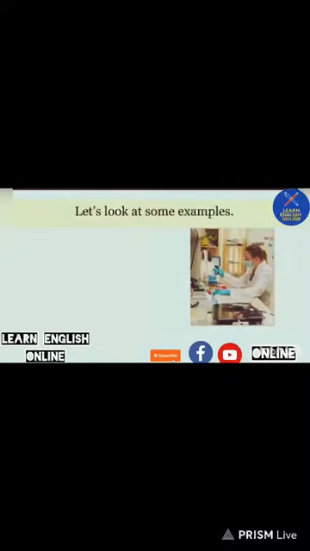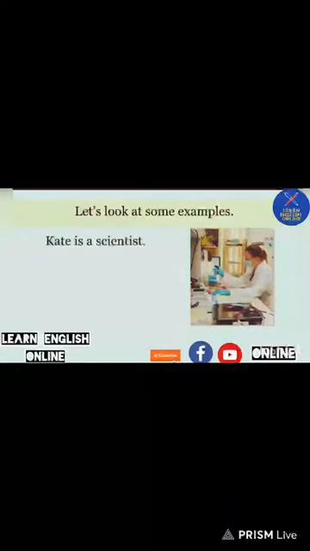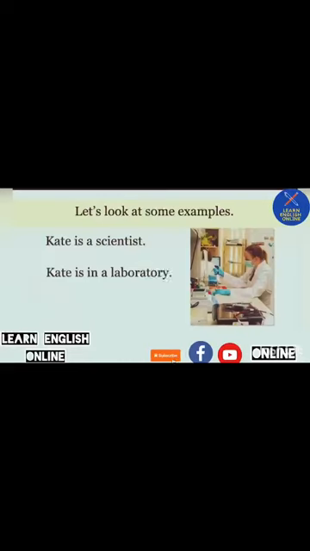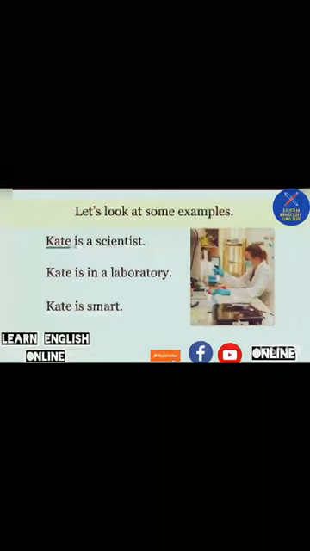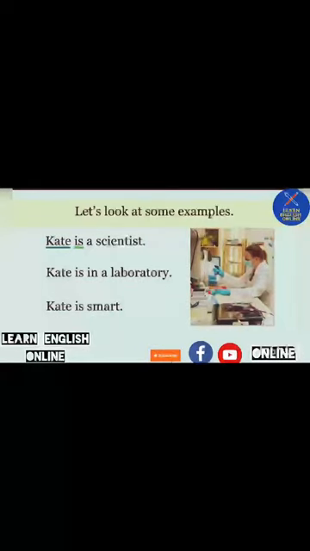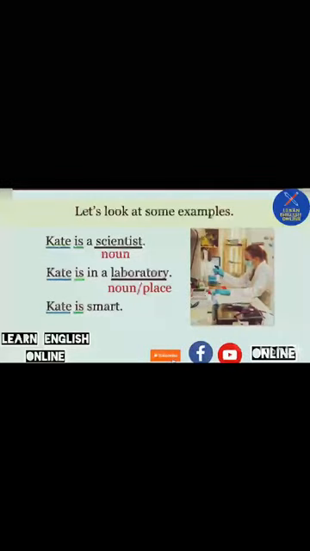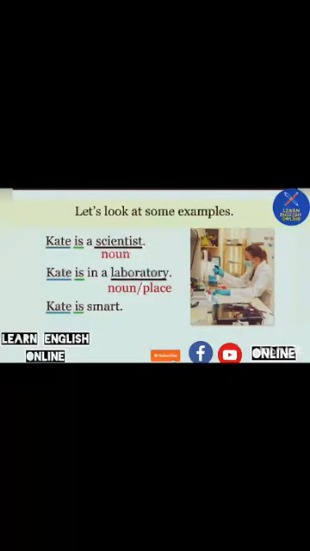Let's look at some examples. Kate is a scientist. Kate is in a laboratory. Kate is smart. Kate is the subject. Is is the be verb that connects the subject to a scientist, which tells more. Is is the form of the be verb that connects Kate to the rest of the sentence. Here it's a noun, a place. In the third sentence, again, Kate is the subject. Is is the be verb that connects Kate to the rest of the information.